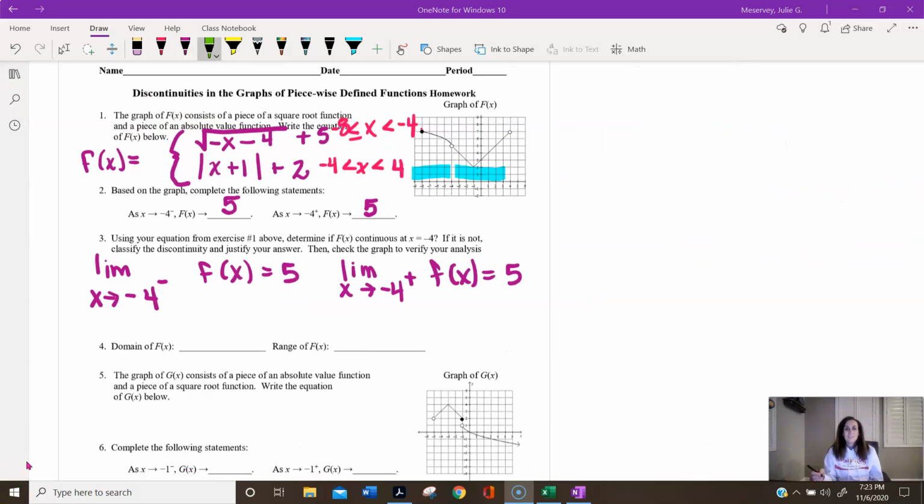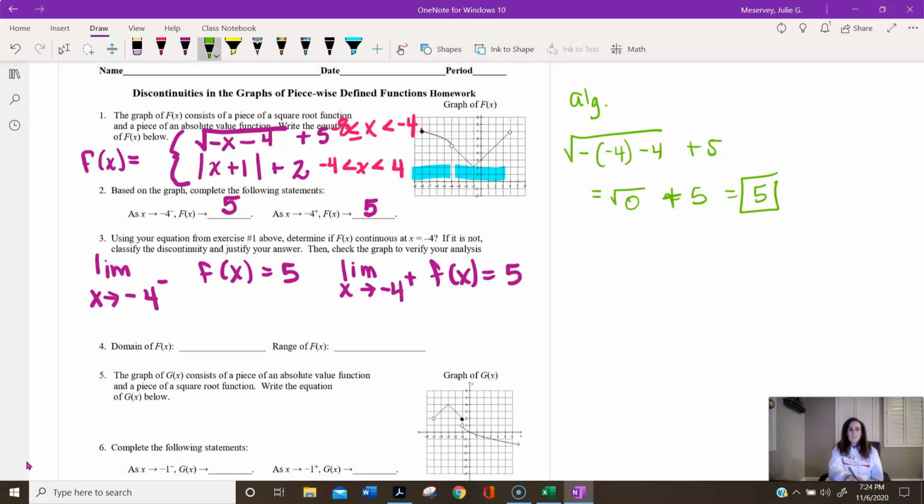So let's quickly look to see how we get 5 algebraically for both pieces. Algebraically, if I take the left piece and I plug in a -4, so I have the opposite of -4 subtract 4 plus 5. Those are going to become a negative, and a negative is a positive, and 4 minus 4 is 0. The square root of 0 plus 5 is equal to 5. So that's the first piece that I found just by looking at the graph. This is looking at it algebraically.